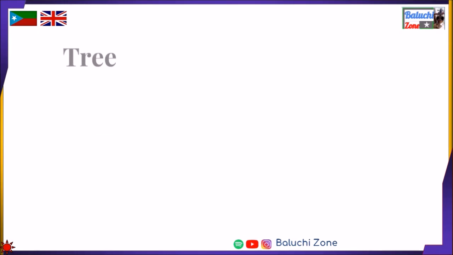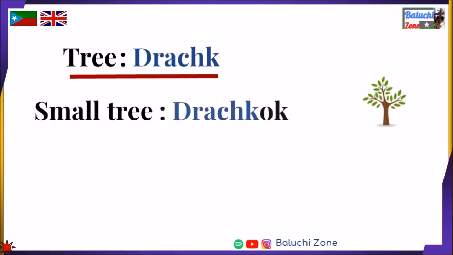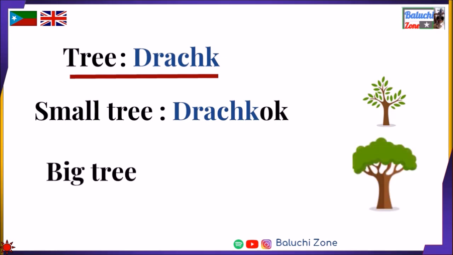For example, tree in Baluchi is drachk. A small tree is Drachkok. Some people would only say Drachko and don't pronounce the K. Big tree is Drachkak. This rule can apply to any words in Baluchi.